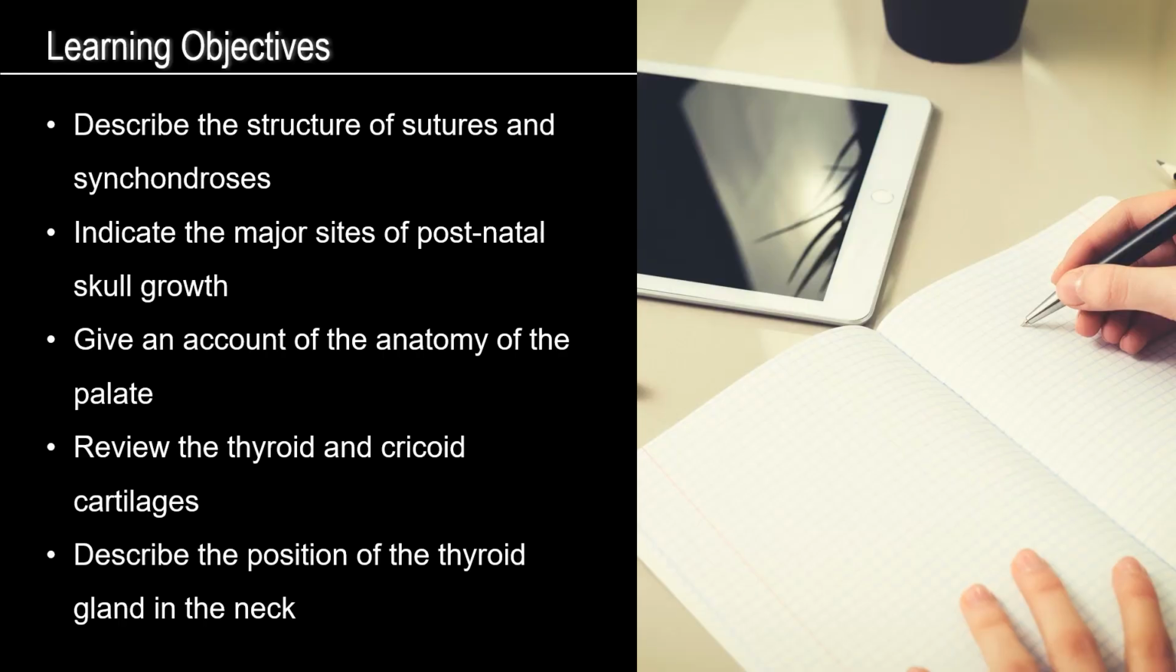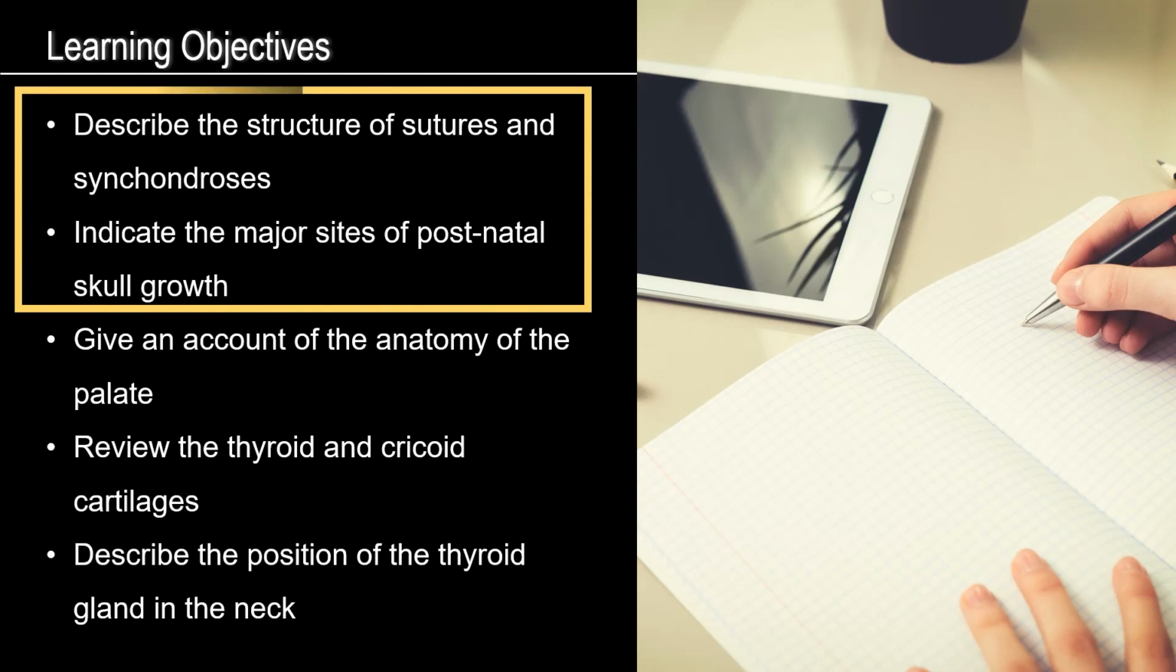After this video and any further study, you should be able to describe the structure of the sutures and the synchondroses, indicate the major sites of postnatal skull growth, give an account of the anatomy of the palate, review the thyroid and the cricoid cartilages, and describe the position of the thyroid gland within the neck.